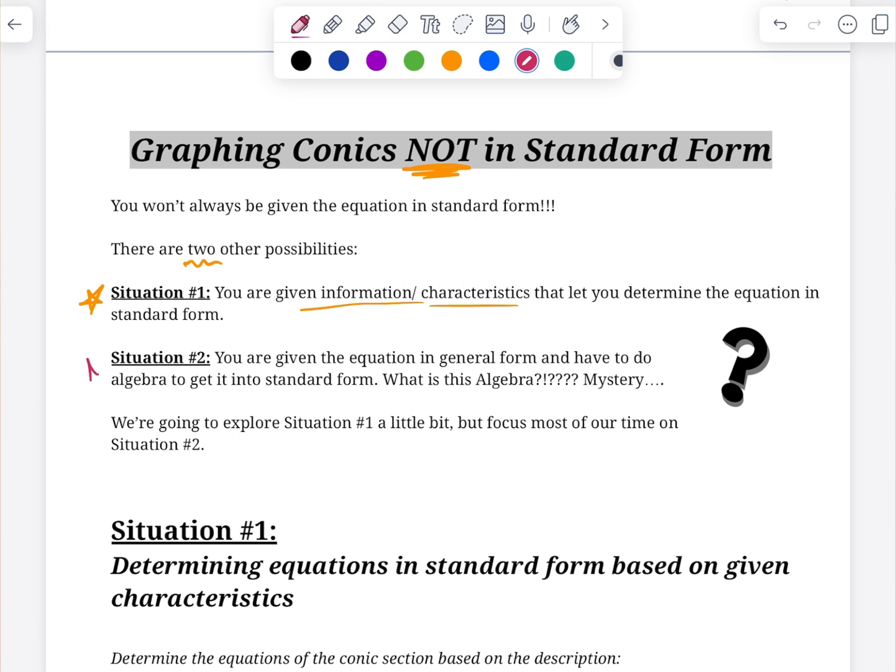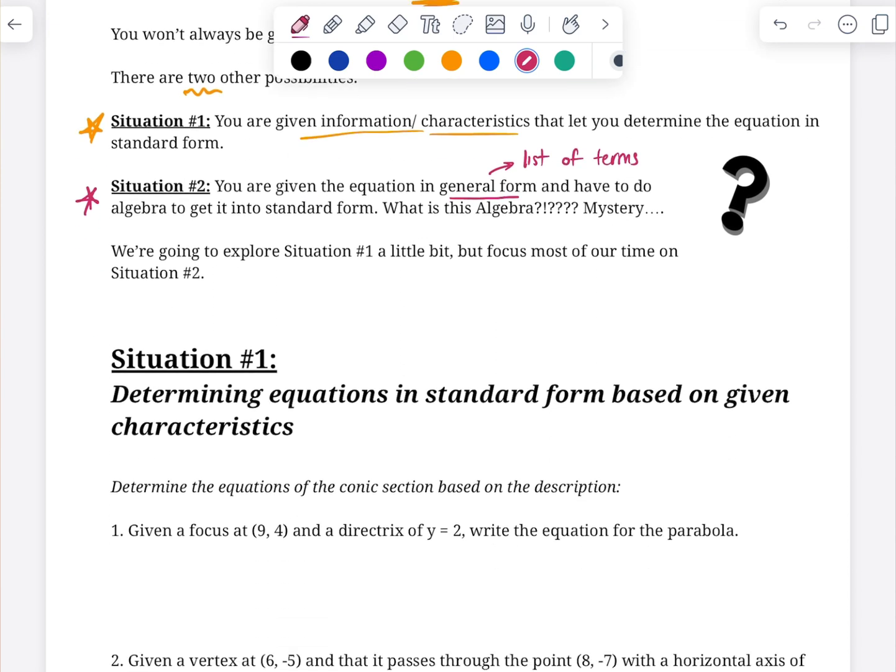And then the second situation is, what if you're given the equation in what they call general form? So that's when it's just a list of terms. And so you're going to have to do some algebra to get it into standard form, a little bit of converting. So we're going to do situation one first and then probably spend a lot more time on that second scenario. So with that, here's situation one.